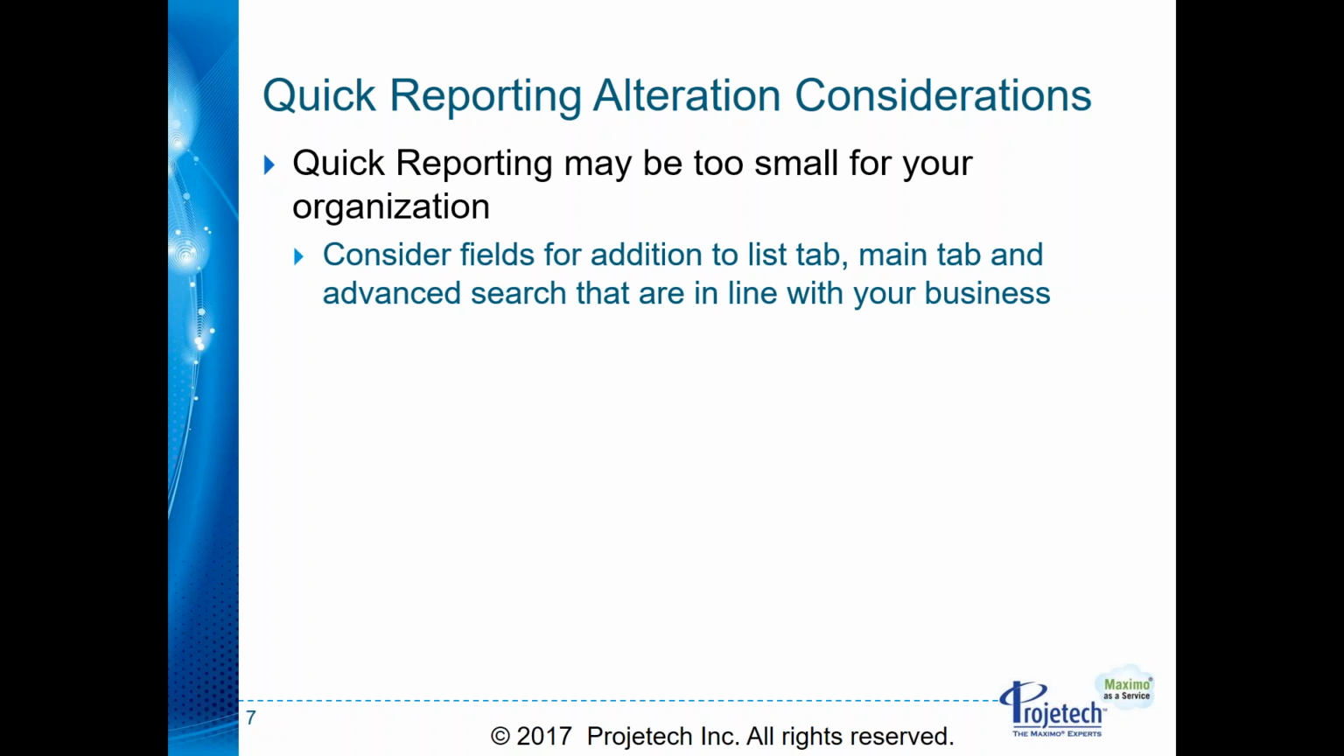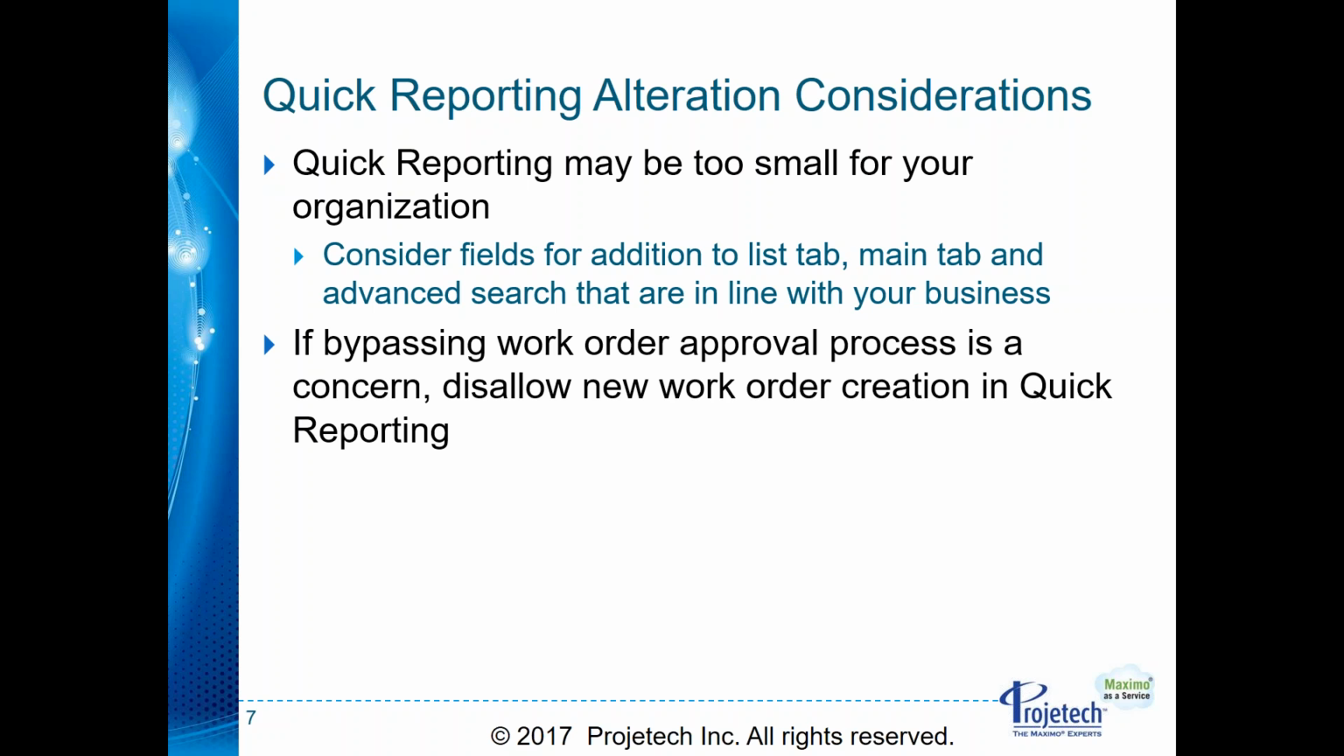In other cases, bypassing the work order approval process at all may not be allowed. Again, in which case you can simply use security or even Application Designer to disallow new work order creation in quick reporting. Just something to keep in mind, because I've gotten that feedback as a large, significant reason why quick reporting gets omitted. Every once in a while I find that somebody just didn't know it was there, but it is just something else to consider.